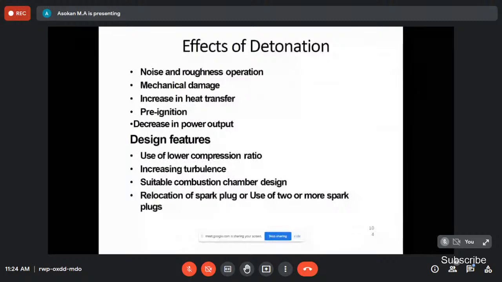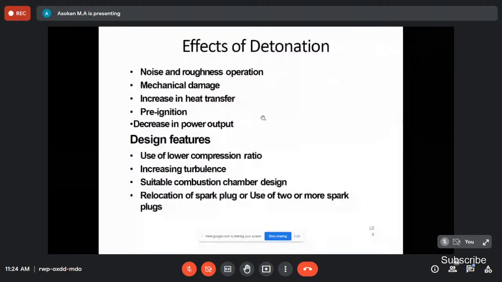Due to this, power automatically decreases because of more vibration; you won't get the maximum power. So how to prevent this detonation? Use a lower compression ratio, or go for the optimum compression ratio. Increase the turbulence for complete combustion. Select a suitable combustion chamber, then we can provide the turbulence. Also relocate the spark plug, and use two or more spark plugs. These are ideas for decreasing the detonation.